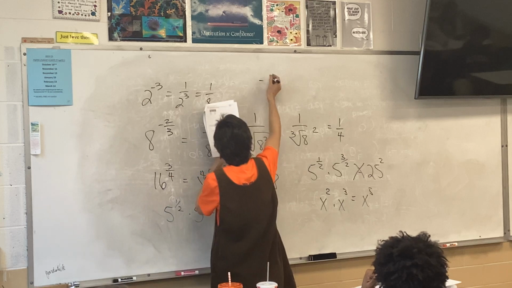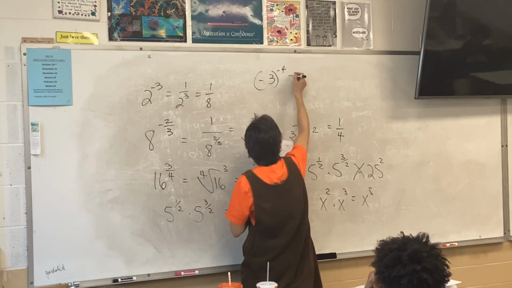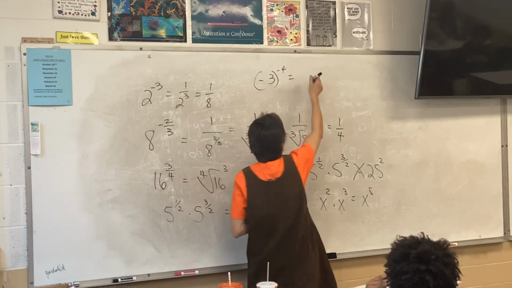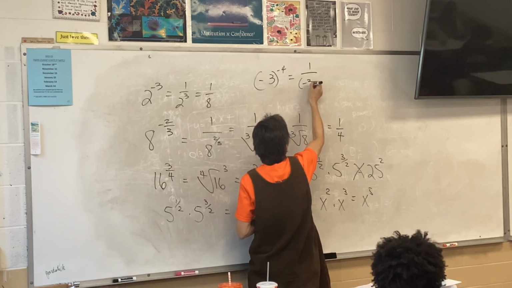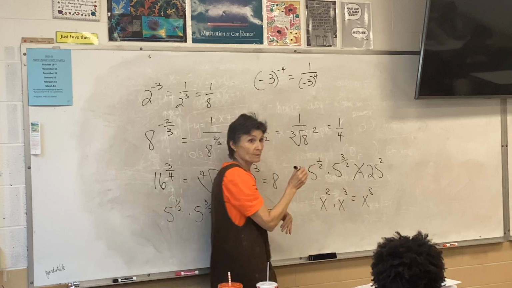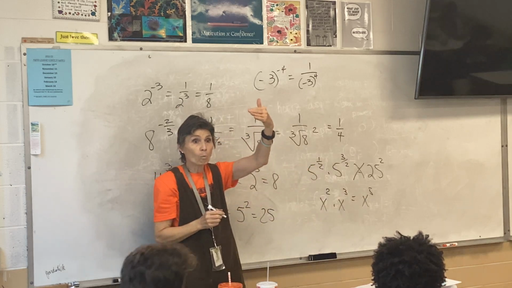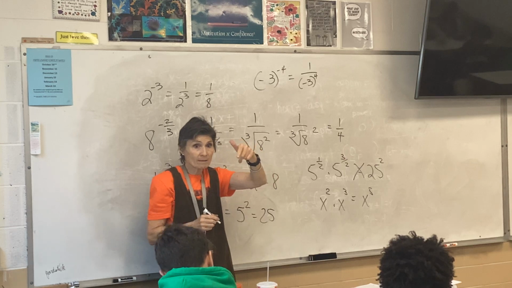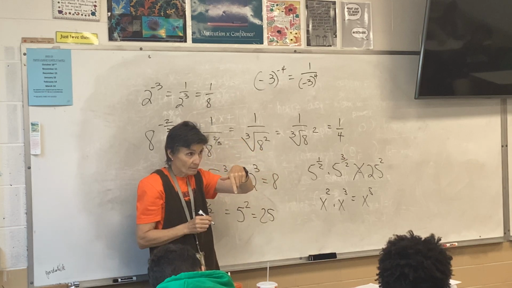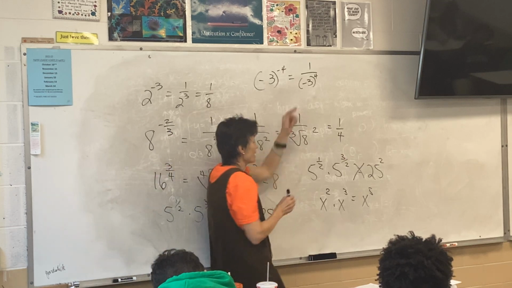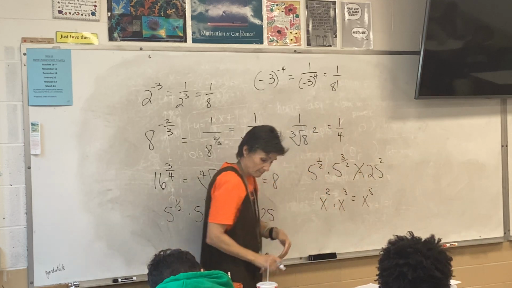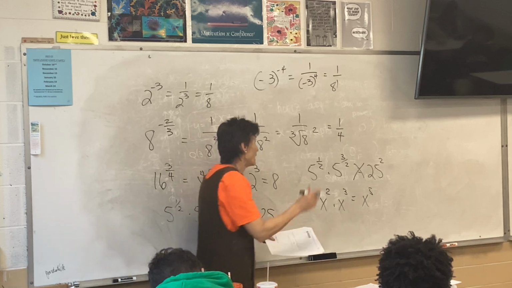All right, how about -3 to the -4? Well, that'll be 1 over -3 to the 4th. Remember, when you do the whole 1 over thing, all that does is change the sign on the exponent. So now, what's -3 to the 4th? 1 over 81.